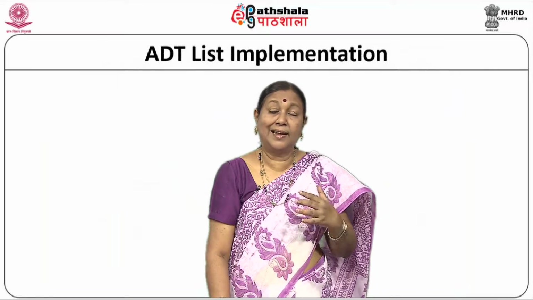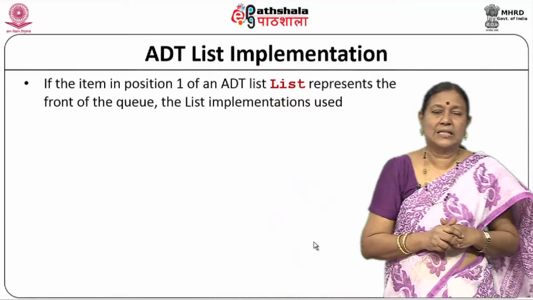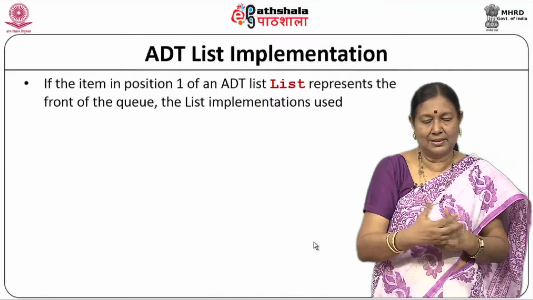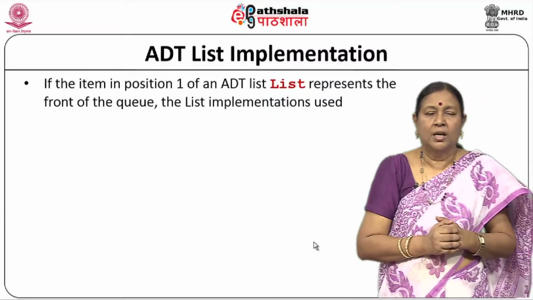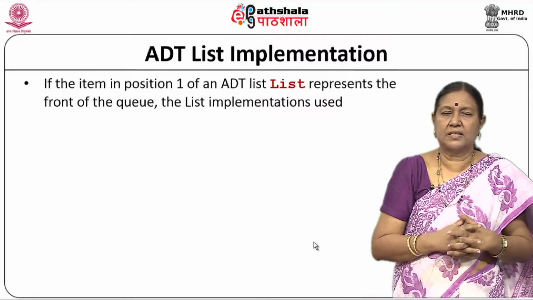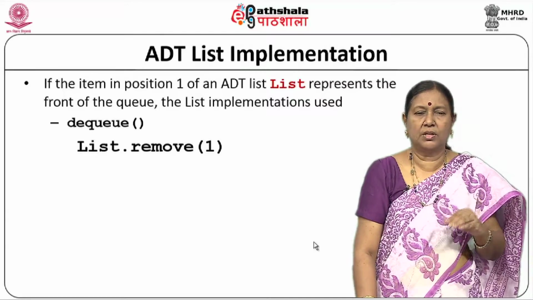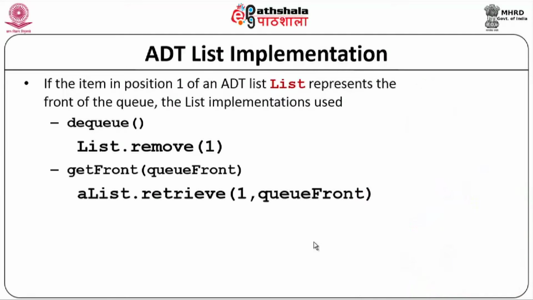Now, let us look at an ADT list implementation of a queue. As before, even during stacks we try to use an ADT inside a stack implementation. Similarly, we are trying to use an ADT inside a queue implementation. So, if the item in position 1 of an ADT list represents the front of the queue, the list implementation can be used. So, DQ is equal to list.remove(1), no problem because you have the 1. Get front, QFront is list.retrieve(1). So, that is the first element.